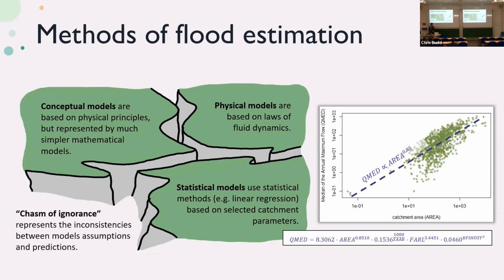So there is another property of this landscape that I try to illustrate with this chasm, which I call the chasm of ignorance, just representing the fact that even though all those different types of models are predicting the same quantity, the flow in the river, they are based on different assumptions, quite often contradictory with each other. And as a result, this modeling approach will give different predictions.